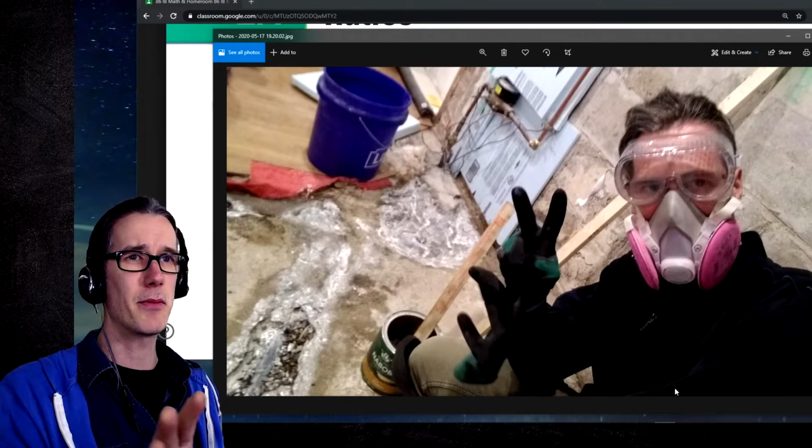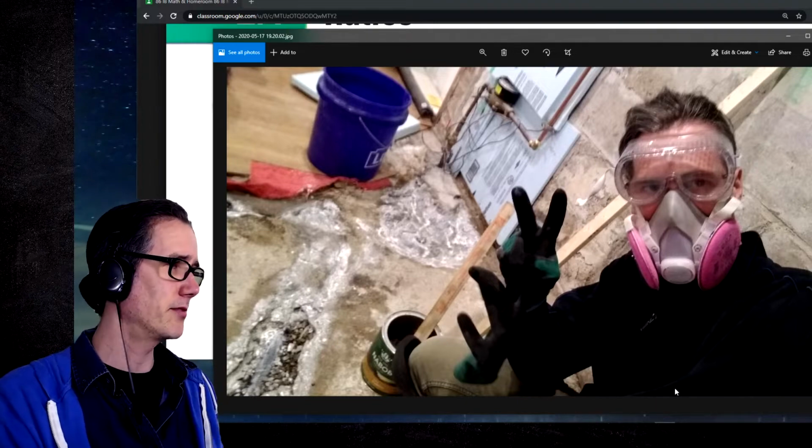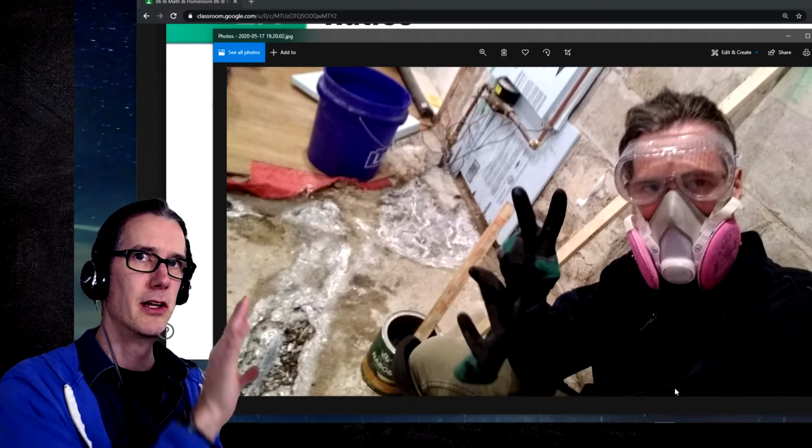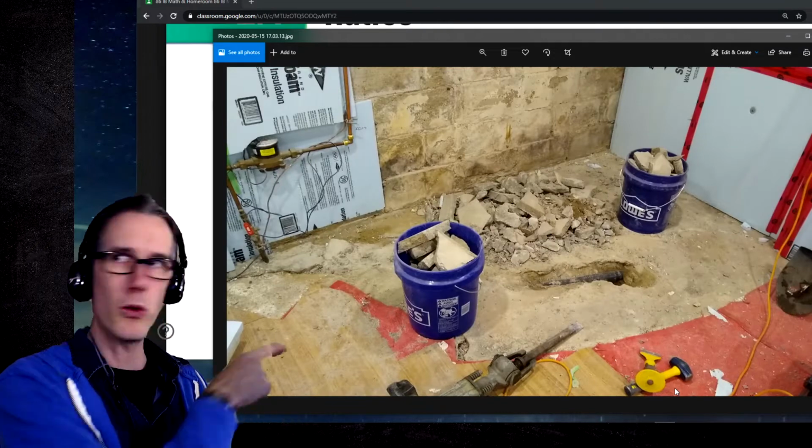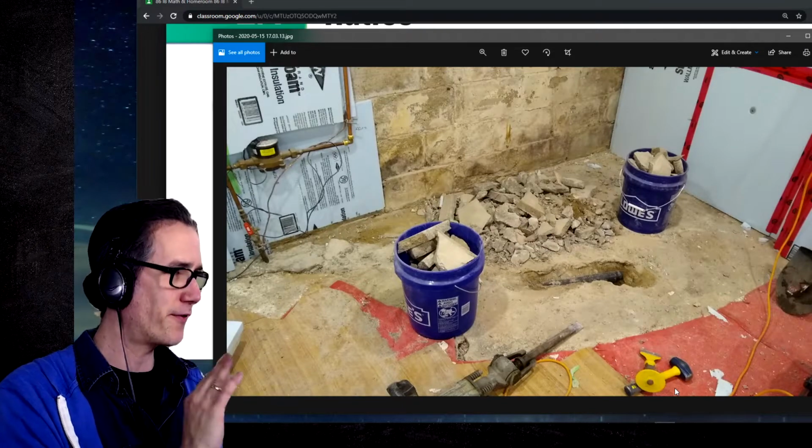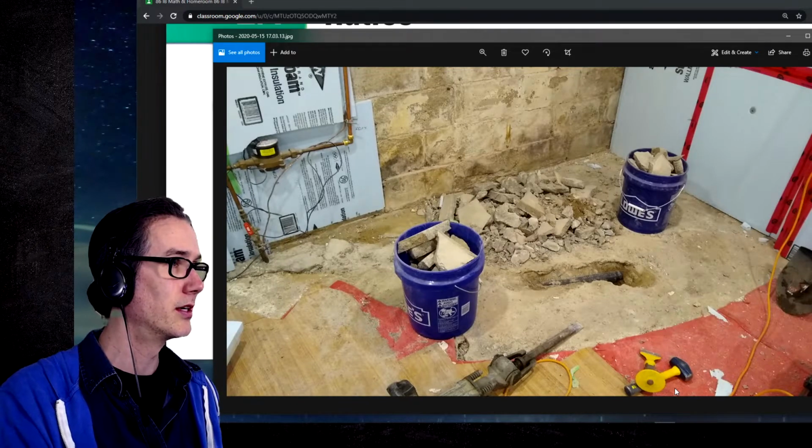And obviously never mess with plumbing or electrical. All right? Or structural. Right? This isn't that. This is just a little hole in the basement that needs to get filled with concrete. So, here's what I did.